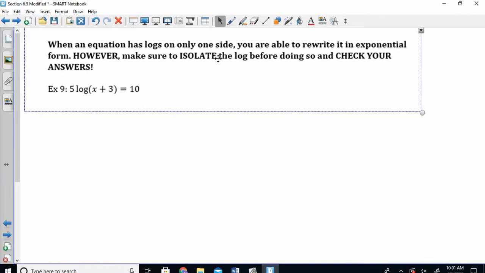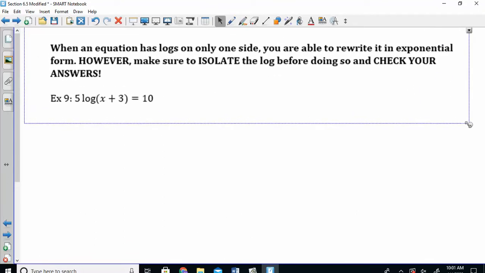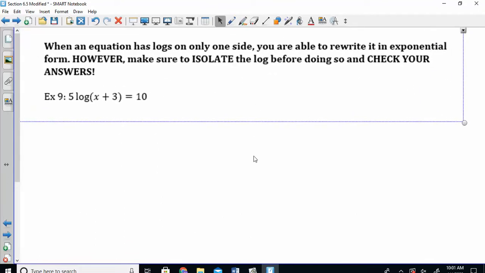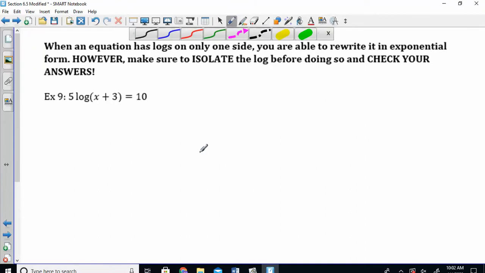So our goal, we have to look, if we only have logs on one side, then we're going to use the definition to change it into exponential form. But we have to isolate the logs before we do that. We want the log by itself. And the definition only works if it's just a plain log over there. And we will have to make sure to check our answers on these, because what kind of number does the argument always have to be? Positive. So we might get answers that don't actually work on these.